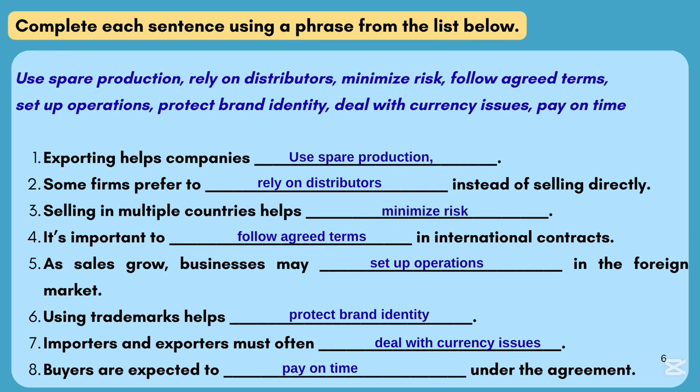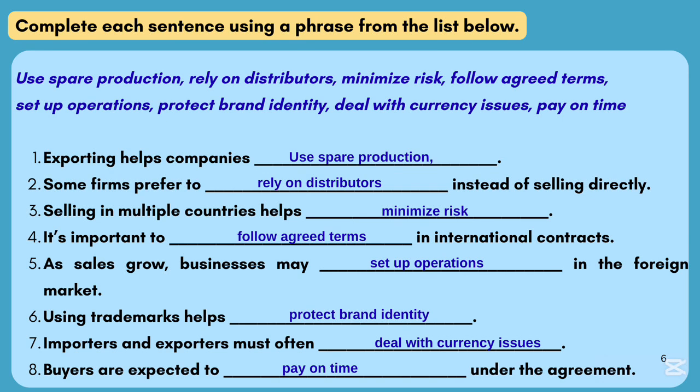Question 2. Some firms prefer to rely on distributors instead of selling directly. That way, they don't need to manage sales themselves in a foreign market, which can be complex due to local laws, languages, and customer behaviors. Distributors already understand the market and can handle the work. For example, a cosmetics company might use a local distributor in Japan.